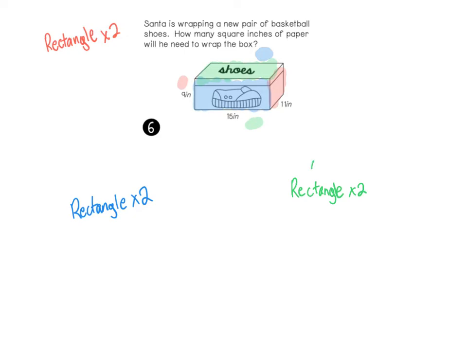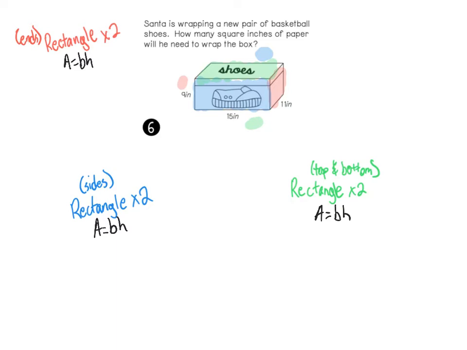So again, the green is top and bottom. The blue is going to be the sides. And the red was the ends of the box. So now we need to do the equations. For all of them, they're going to be the same. Area equals base times height.